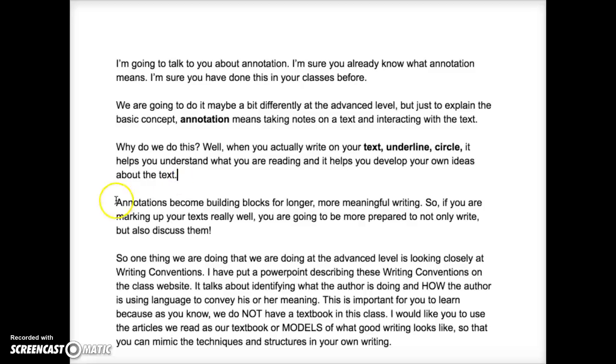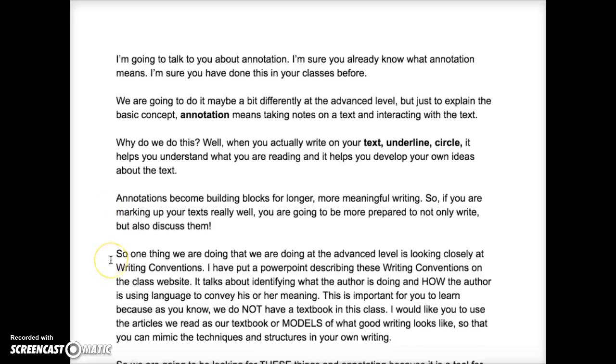So this means annotations become building blocks for longer, more meaningful writing. If you are marking up your text really well, then you're not only going to be more prepared to write an essay about them, but you'll also be prepared to discuss them in class.